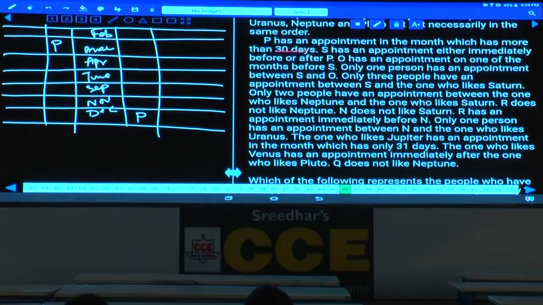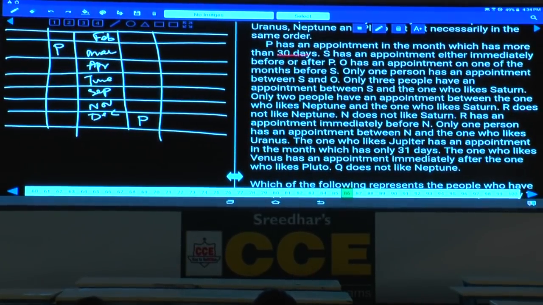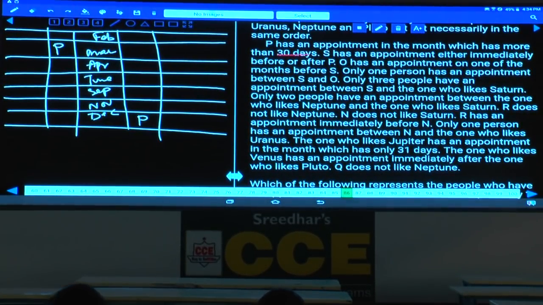And S has an appointment either immediately before or immediately after P. Hence S will be here, isn't it? Now this is case 1 and this is case 2. In case 2, S can be either in the month of Feb or in the month of April. And O has an appointment in one of the months before S. As O is before S, O and S in the month of Feb is ruled out. Hence S must be here, and O is before this one. O is at this place.